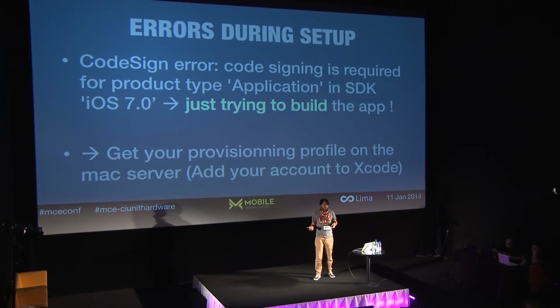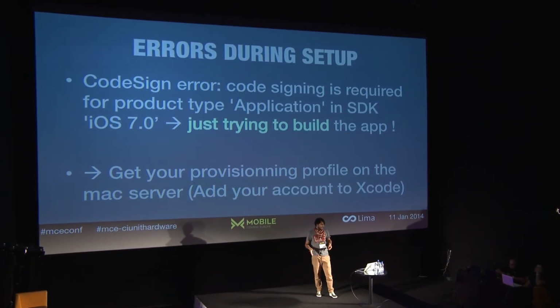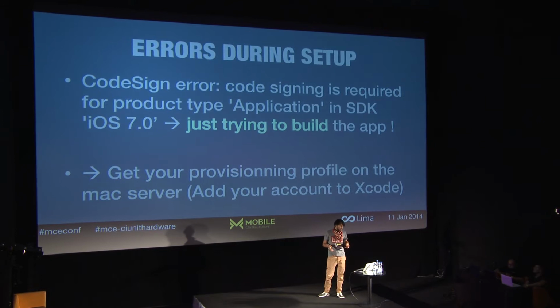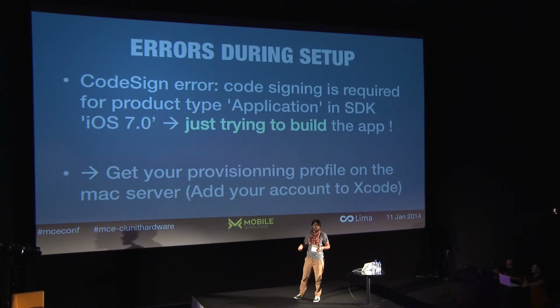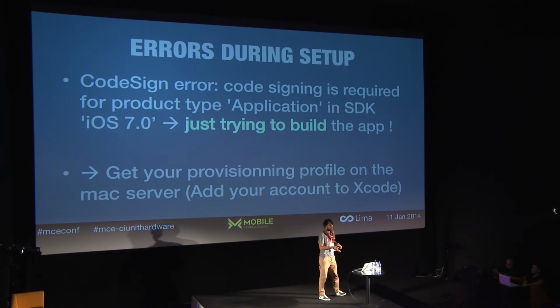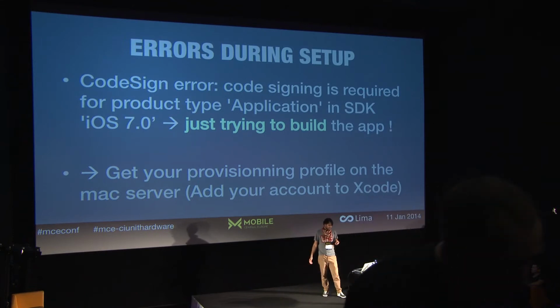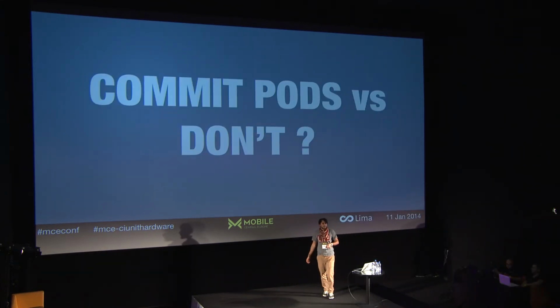Once it's done, I get the code. I was just trying to build an app, just building. And it tried to build the app with the iOS 7 SDK, which is something ridiculous, I think, because if I just want to build, you can use another SDK, like the simulator, and it will be easier. You don't have the code signing problem and stuff like that, so this can be really improved. To solve this problem, you've got to get your provisioning profile on the Mac server, so just connect your account through Xcode, so that's easy. There's two kinds of people.